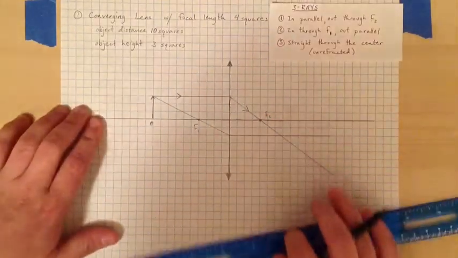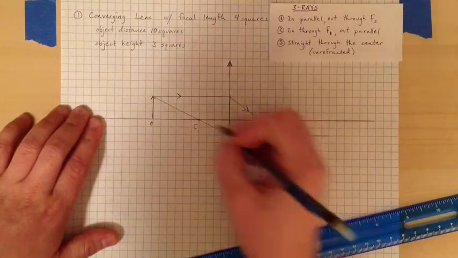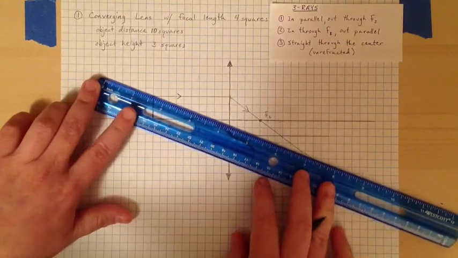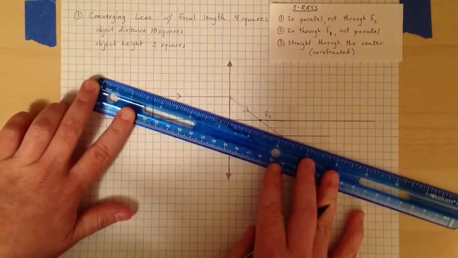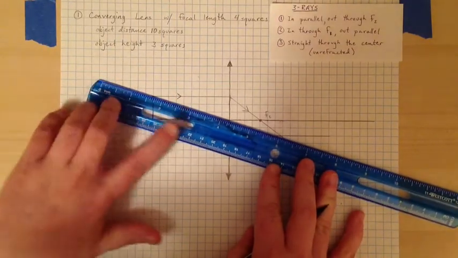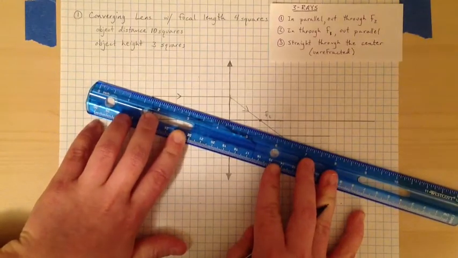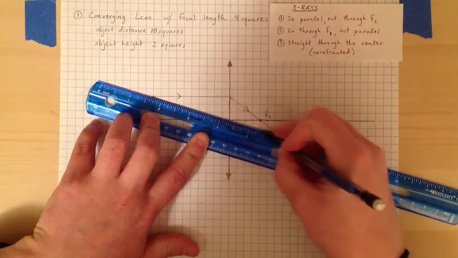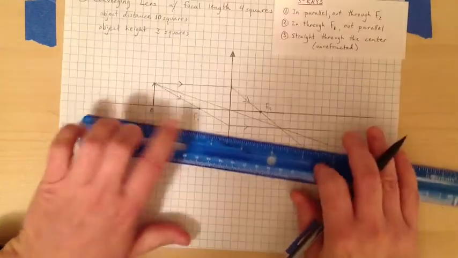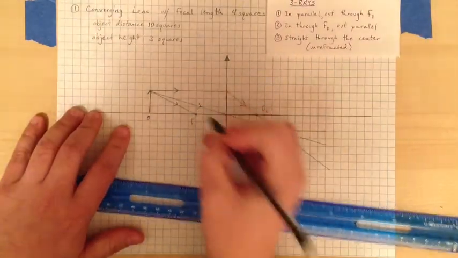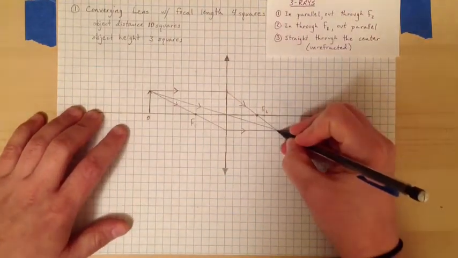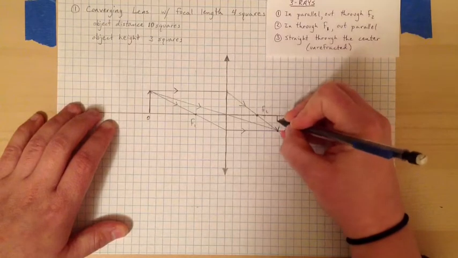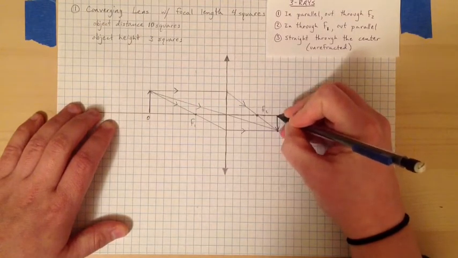And you see I already have a place where those two meet. But I'm going to go ahead and draw my third line to make sure everything is making sense. So the light reflecting off the top of the object through the center, unrefracted, goes straight through. And I end up with right here, right there is where my image is.